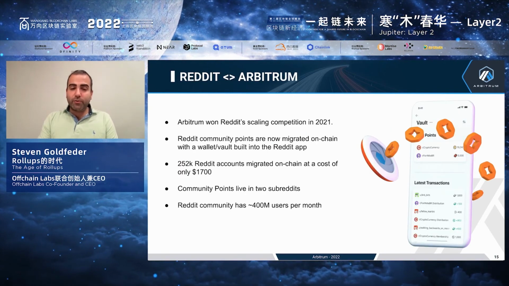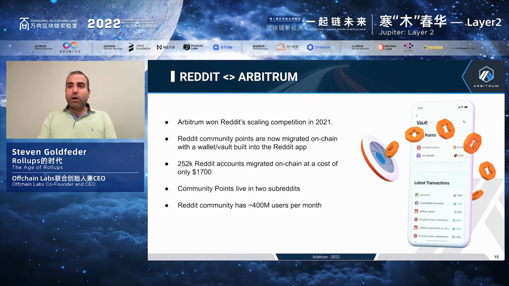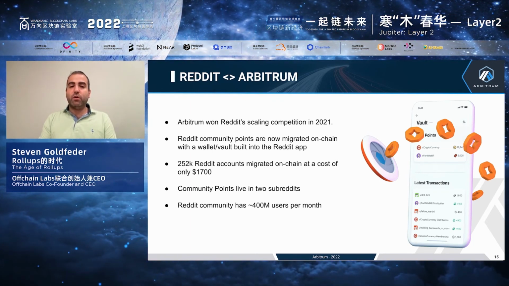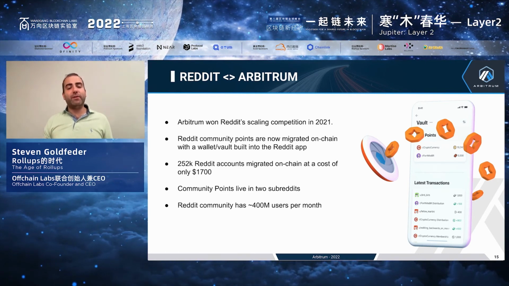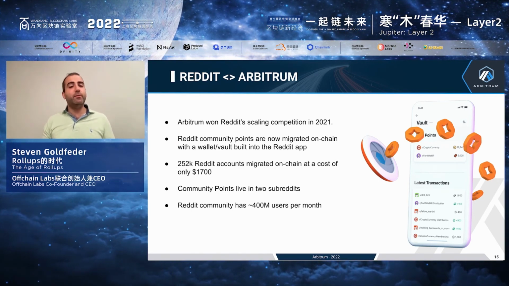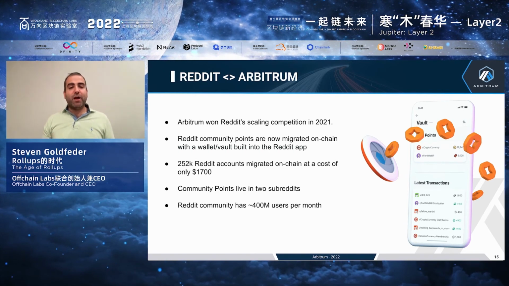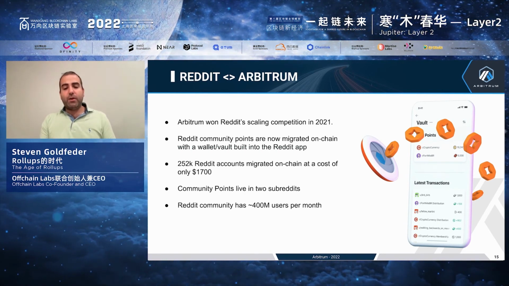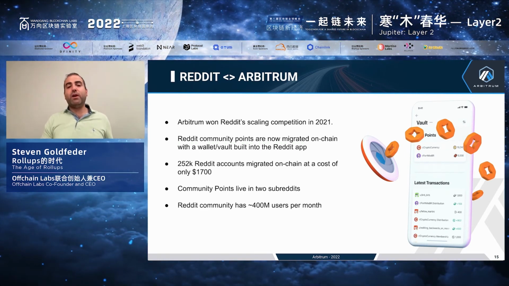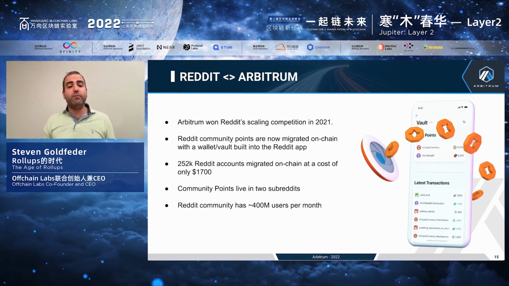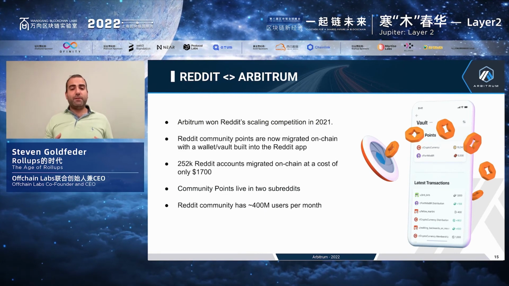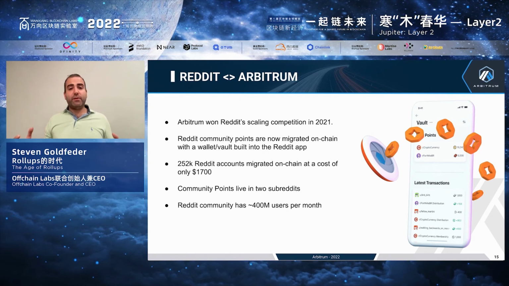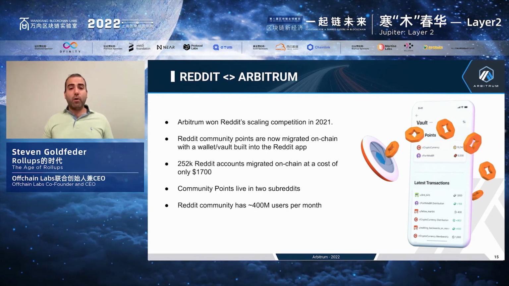Who's using Arbitrum Nova? So in July of 2020, Reddit put out a contest which was called the Great Reddit Scaling Bake-Off, and the idea was Reddit had this community points system, these blockchain tokens that they would give to users for interacting in their communities, and it was on testnet, but they wanted to bring this to mainnet. They wanted to bring this Reddit community points experience to mainnet, but they didn't know how to scale it, and therefore they asked the community to propose scaling solutions.